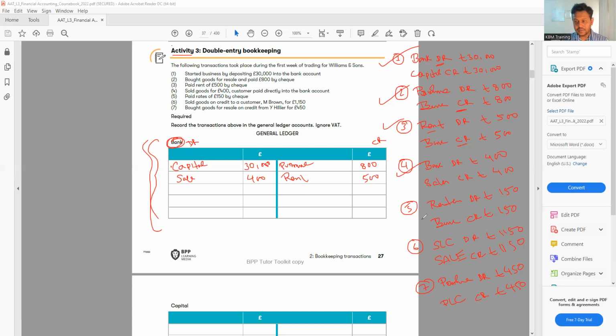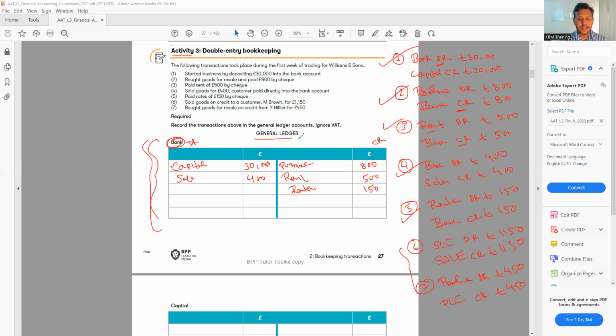Then number five, we have bank is a credit. So on the credit side, we're going to write rates. Rates, and this is 150. There's no more bank on the 6 and 7. So our bank is done. Now, this is the one we record on our ledger account, general ledger.